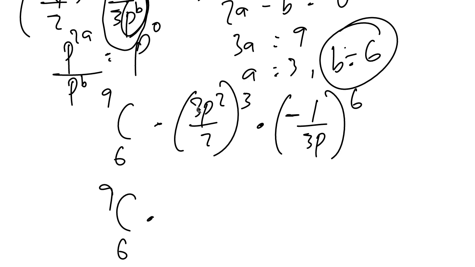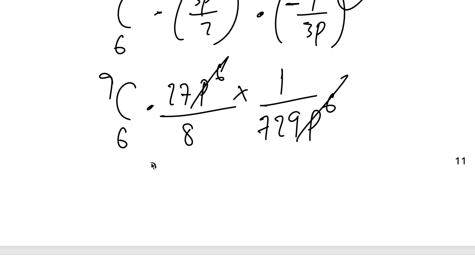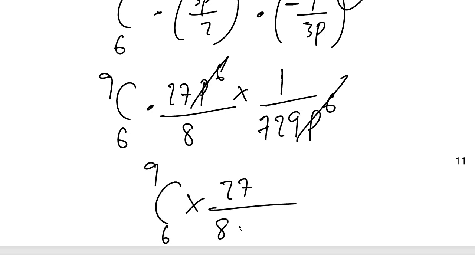If you simplify this now, 3 cubed is 27. P squared raised to the power 3 is p to the 6. Over 2 raised to the power 3 is 8, times negative 1 to the power 6. Since the exponent is even, it will give us 1. Then 3 raised to the power 6 is 729, so that's 729 p to the 6. You can see that this and this will not cancel. So you have 9 combination 6 times 27 all over 8 times 729, and when you simplify, whatever you get is the answer.